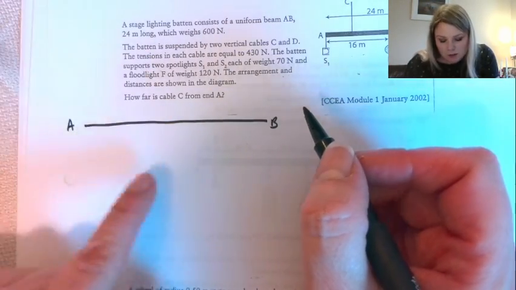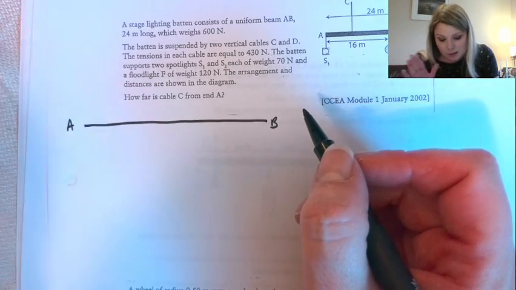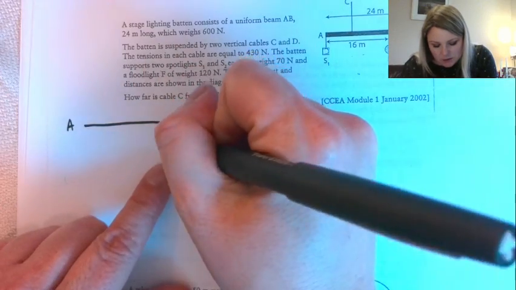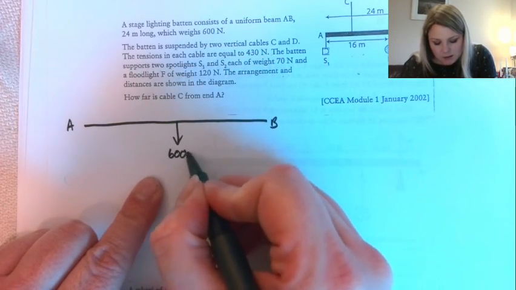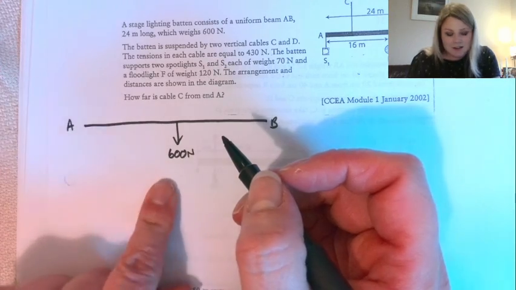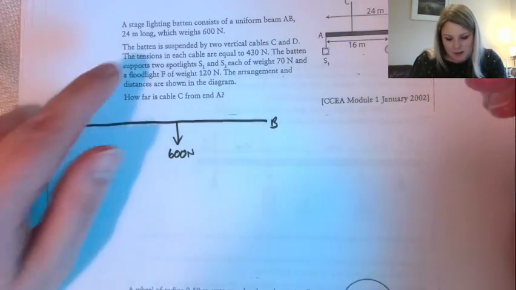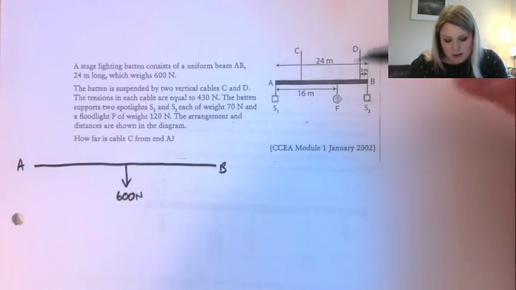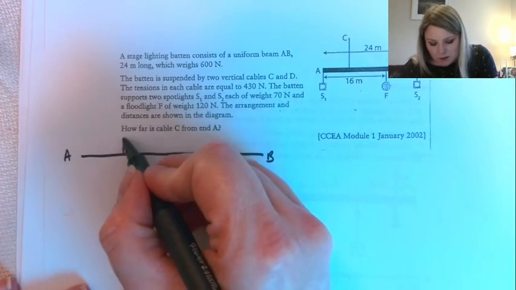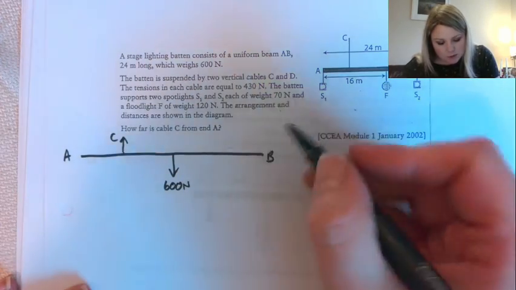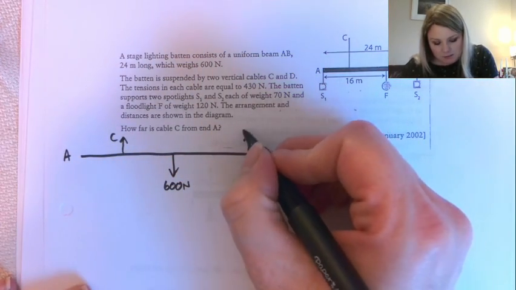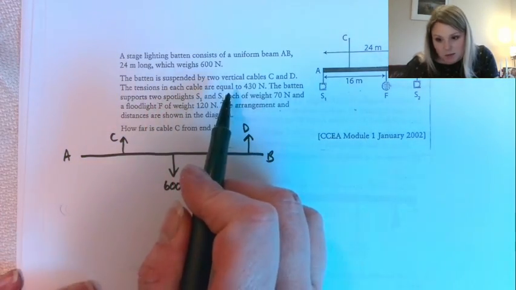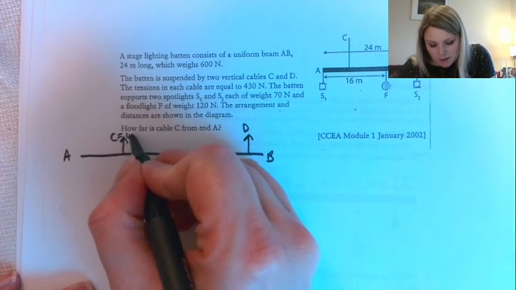24 meters long. I will mark the 24 meters in a little bit. And it weighs 600 newtons. So that 600 newtons is smack bang in the middle. Okay, I'm going to mark that distance in a wee bit as well. Bear with me. The batten is suspended by two vertical cables C and D, so they're here. So we're going to have a force up the way here at C and a force up the way here at D. It tells us that the tension in each cable is 430, so I'm going to mark that one.